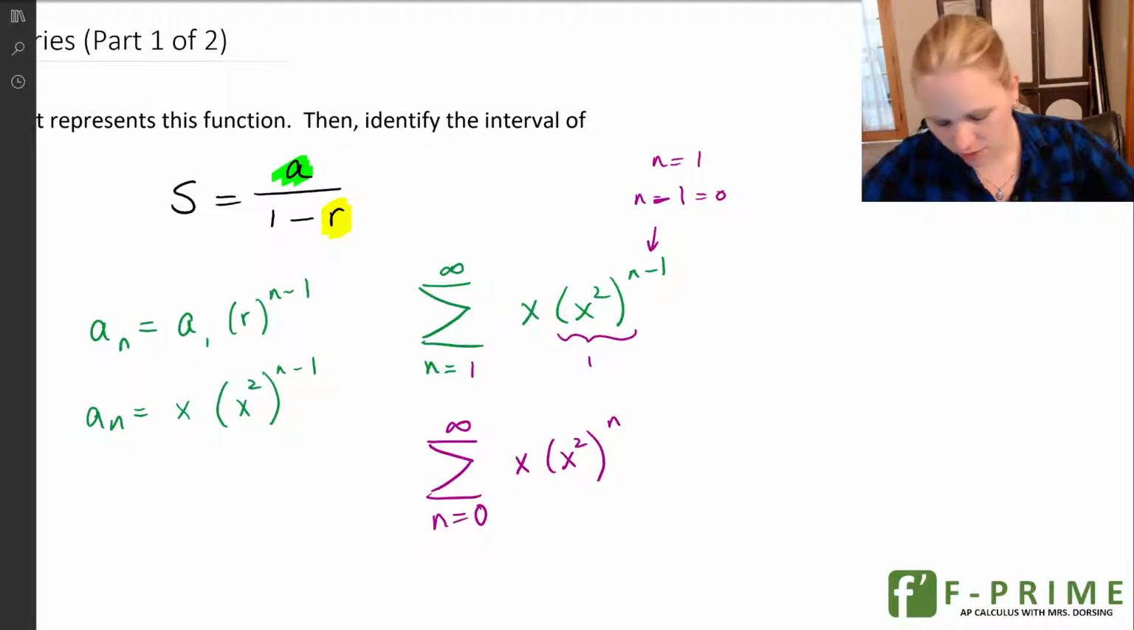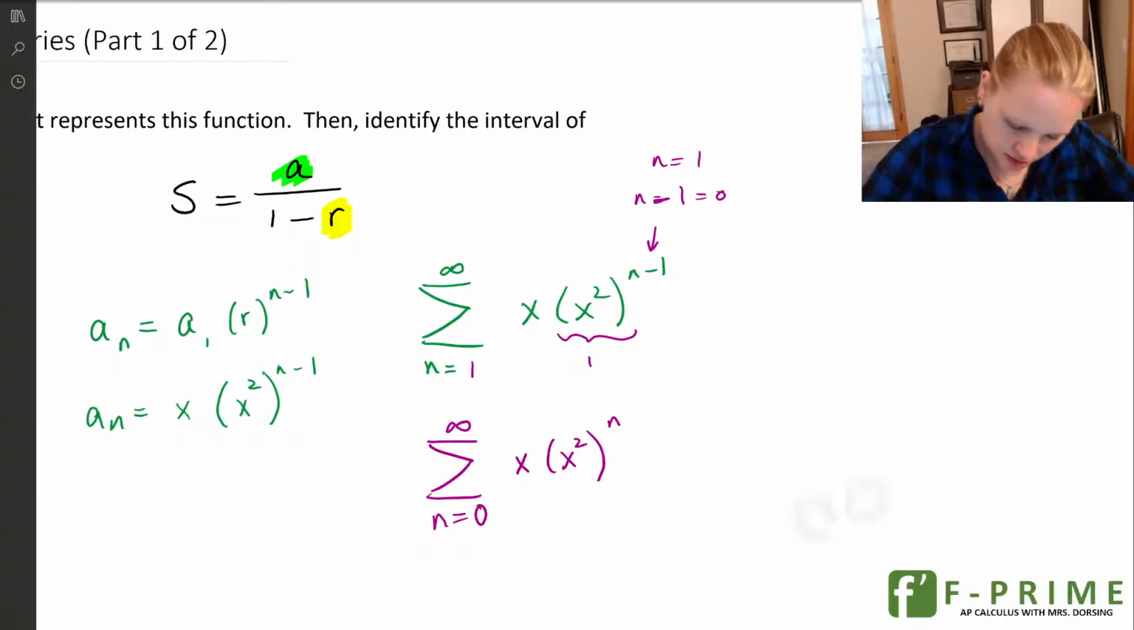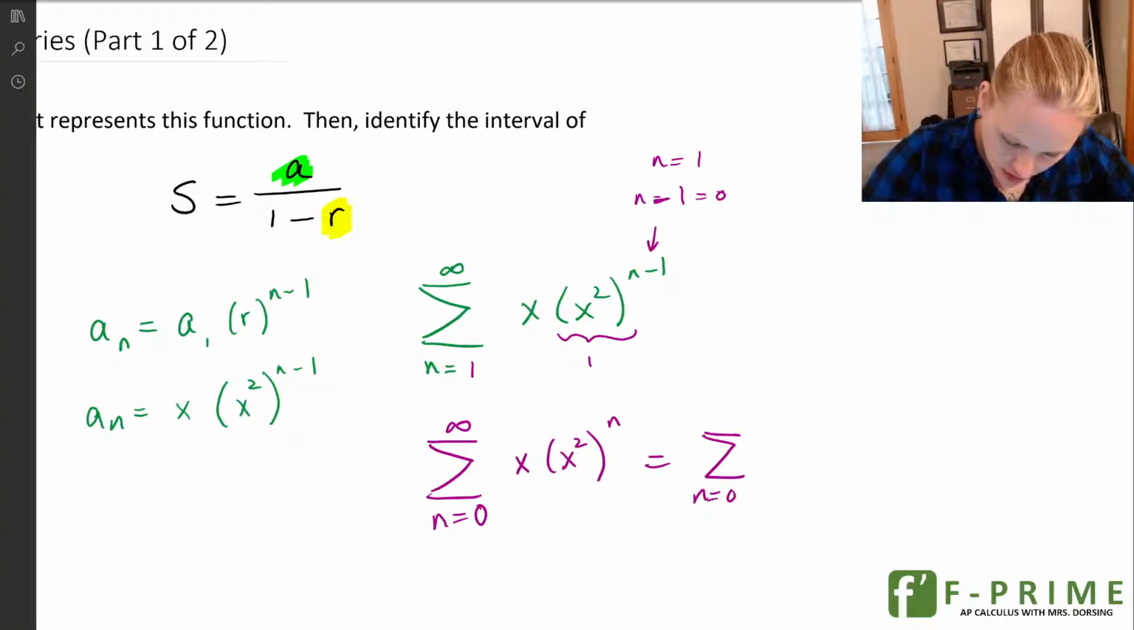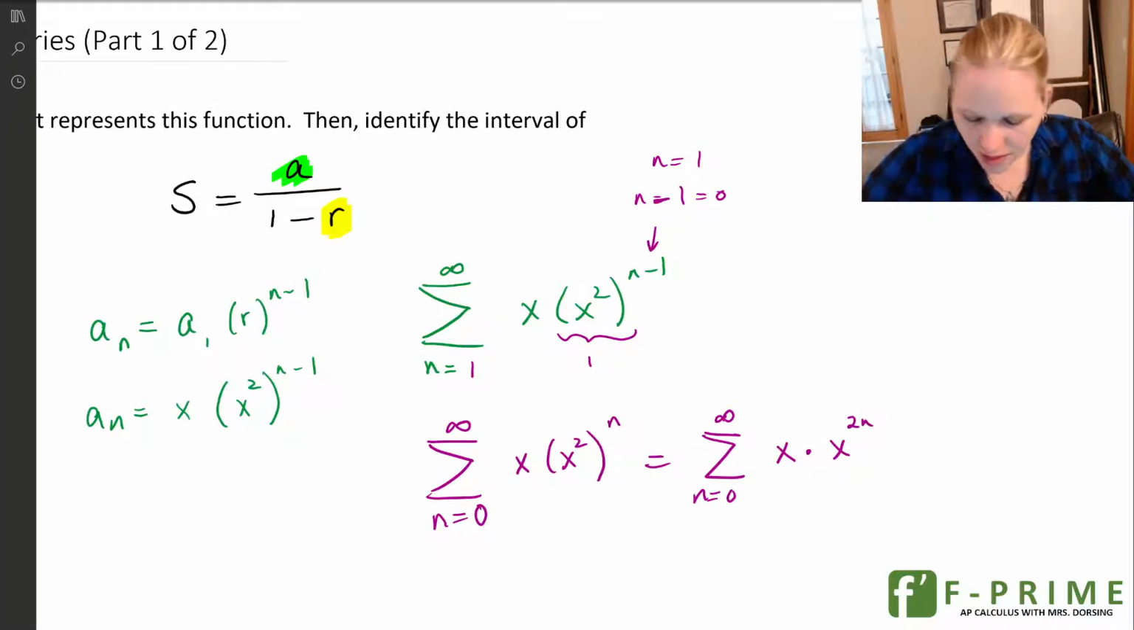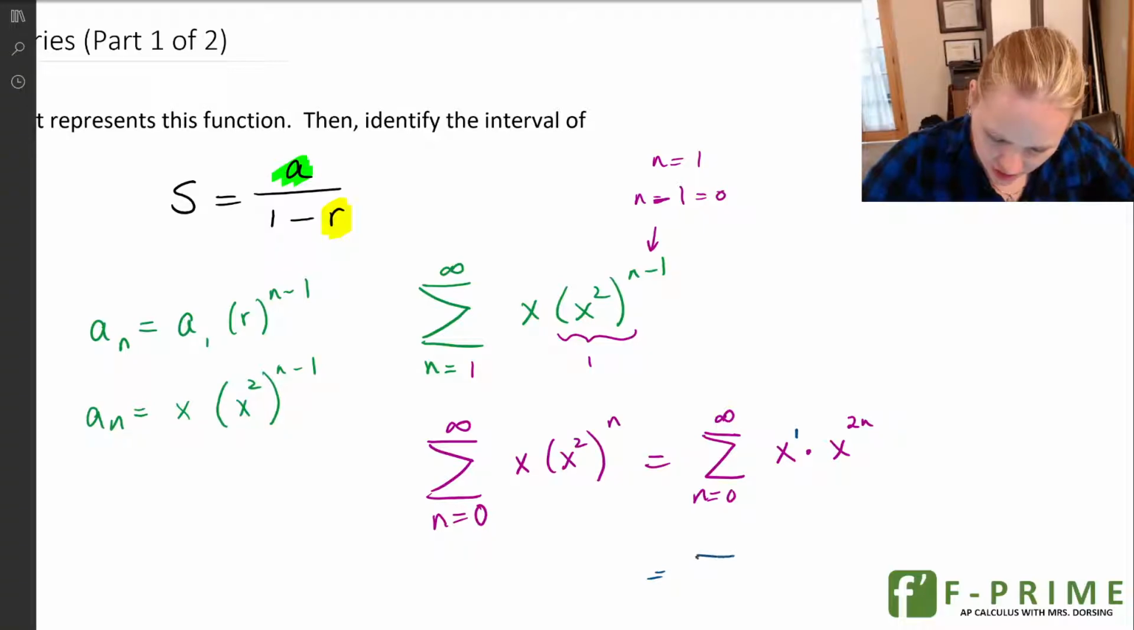Now check this out. I can rewrite this series in a few different ways. I'll continue with this series and write it as x times x to the 2n. I also notice that the exponent for plain x is a 1. So another way I could write this series is from n equals 0, with x to the 2n plus 1.